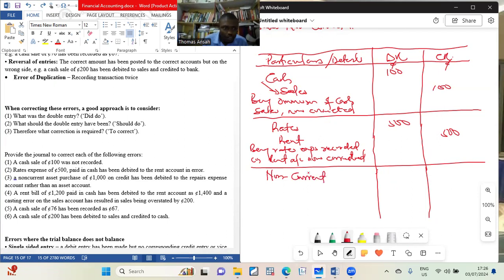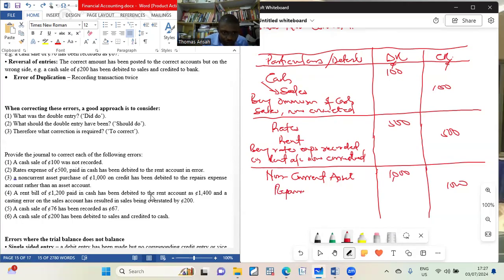Another name for non-current asset is what? Fixed asset. Then what are we going to do? We are going to remove it from this debit inside, where is it? This debit that happened inside the repairs account. So we need to take it off. All right. So how much was that? 1,000. What narration will we write? Being purchase of non-current asset debited to repairs expense, now corrected. That's all.